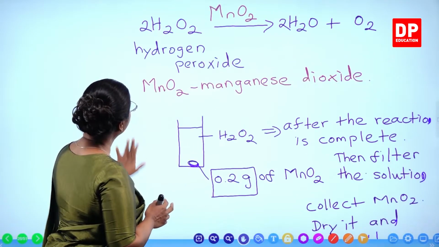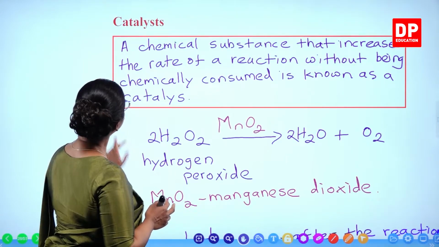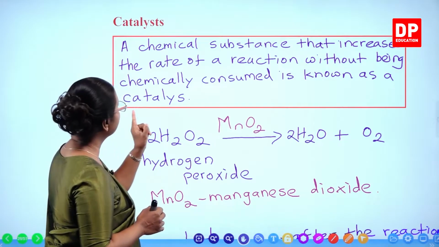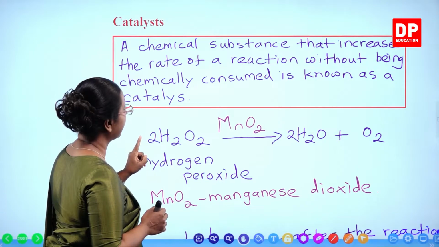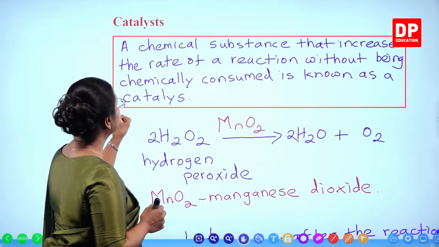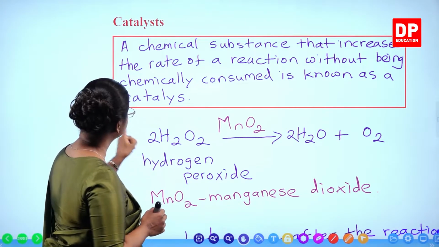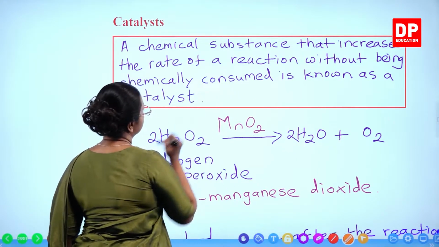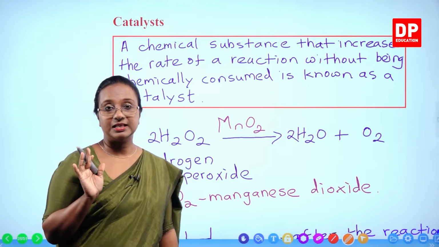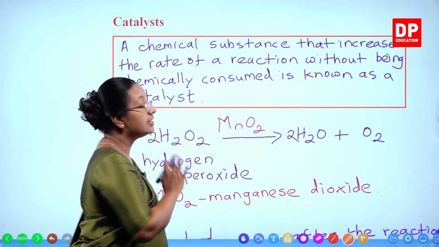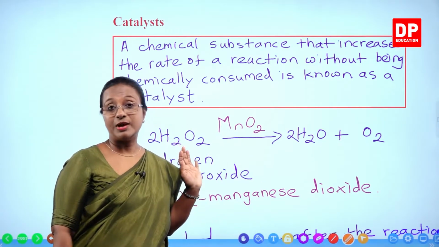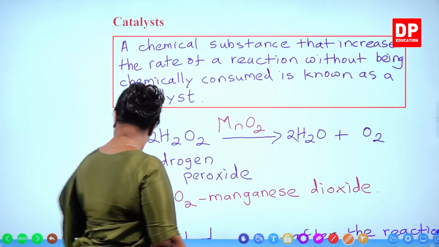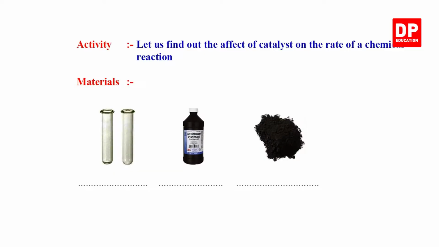So when we look at what a catalyst is, a chemical substance that increases the rate of reaction without being chemically consumed is known as a catalyst. So you have to remember that. To understand the effect of this catalyst, we will do an activity now. Activity: let us find out the effect of catalyst on the rate of chemical reaction.